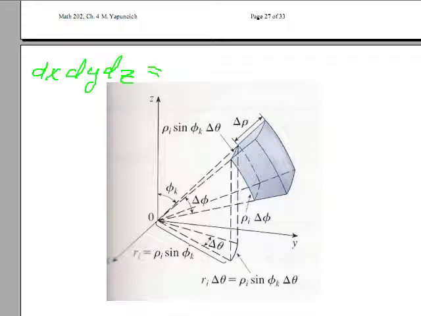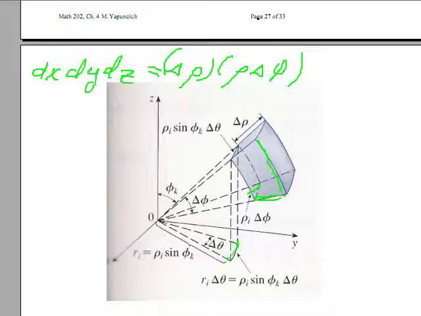And I'm going to multiply the sides together, the lengths of the sides. The side in the radial direction, that's the side right here. Its length is delta rho, or d rho. And now look in this plane, the length of that is rho delta phi. And this side is computed down here. Its length shown down here is rho sine phi d theta, or delta theta.